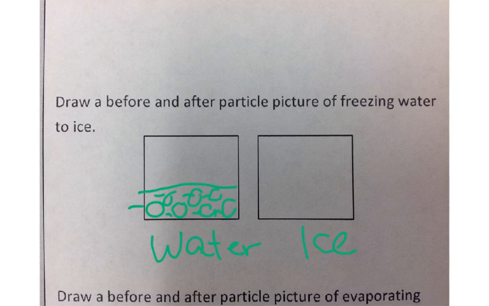And then ice. So we're going to take those same ones, and now they're going to be more compact. These should actually even be about the same. 1, 2, 3, 4, 5, 6. I need another one. So about the same size. And then we're going to show that they are now solid by the vibrating that is on the side.